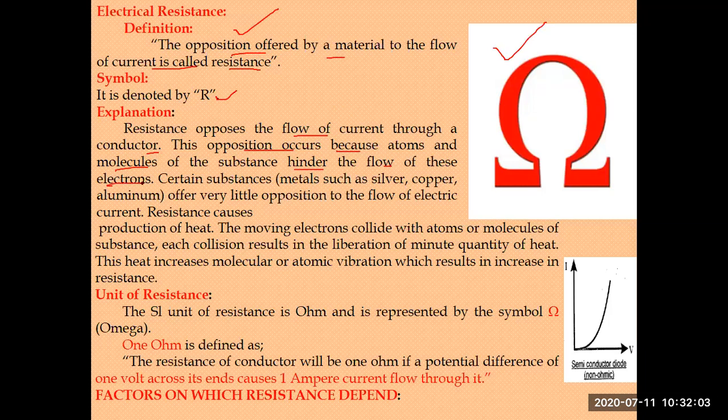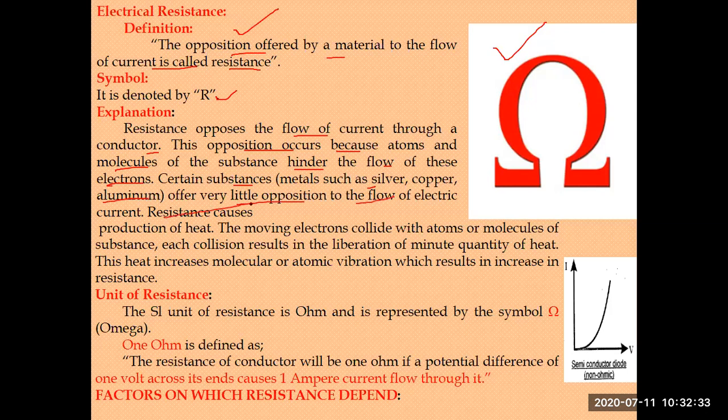They are trying to stop the electrons with different types of oppositions, with force repulsions, with the imperfection in the solid's construction, and there are a number of reasons due to which the electrons moving from one end to another end slow down. The slowing down of the electrons is basically increasing the resistance of the conductor. Certain substances like silver, copper and aluminum offer very little opposition to the flow of the electrons.